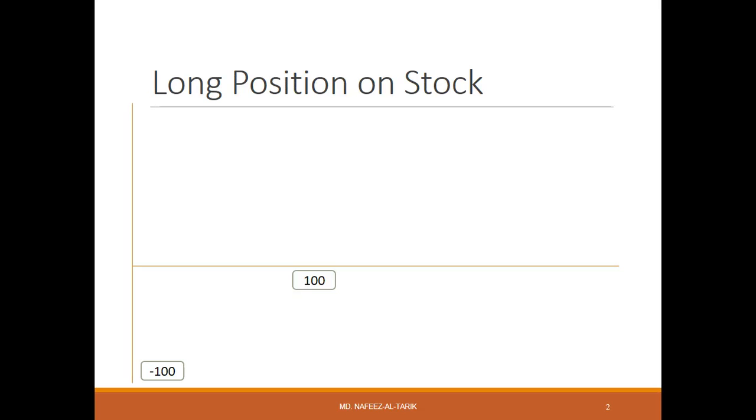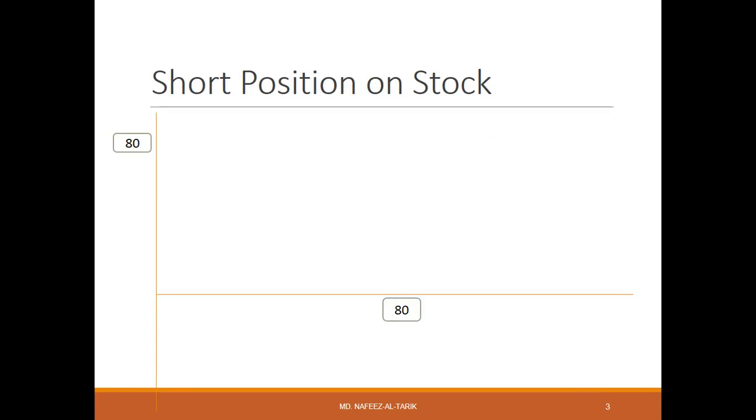So let's see, first of all, when you buy a stock. When you buy a stock, you have a long position on the stock. Say you buy it at 100. Whenever the stock price goes up, you will have profit, and when the stock price goes down, you will have loss. And when you have a short position on a stock, say you sell short a stock at 80, whenever the stock price goes down, you incur profit.